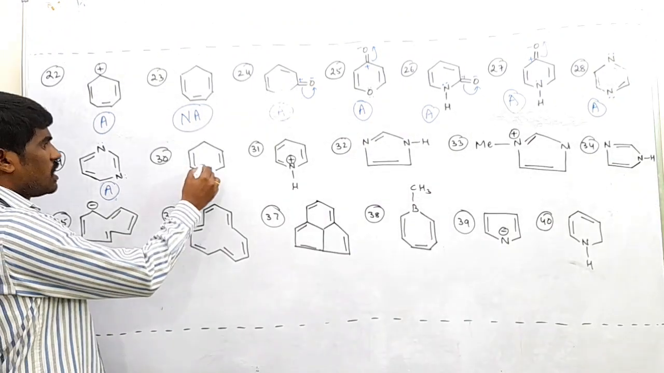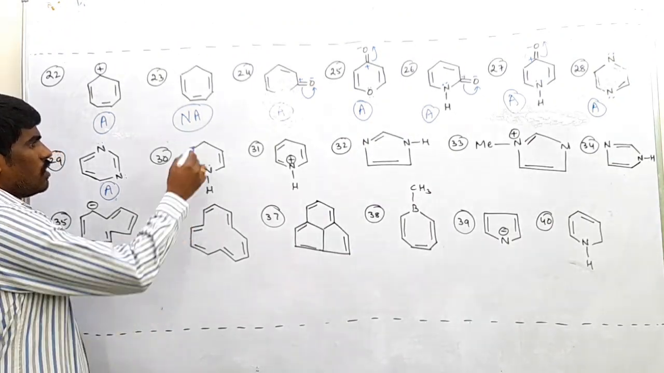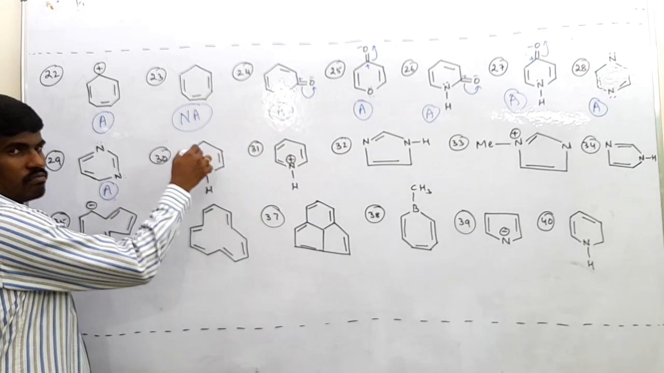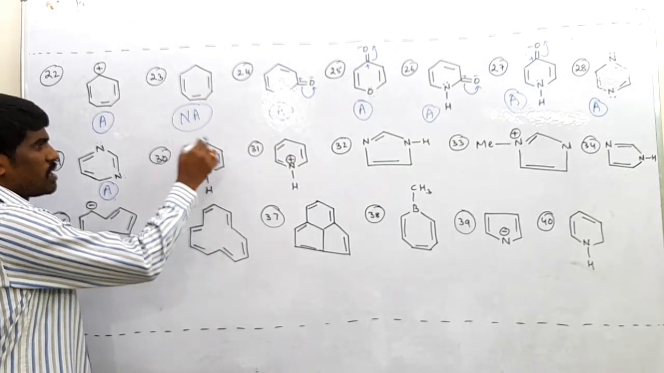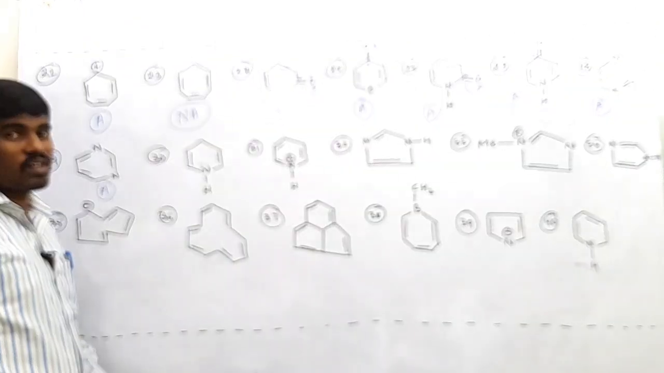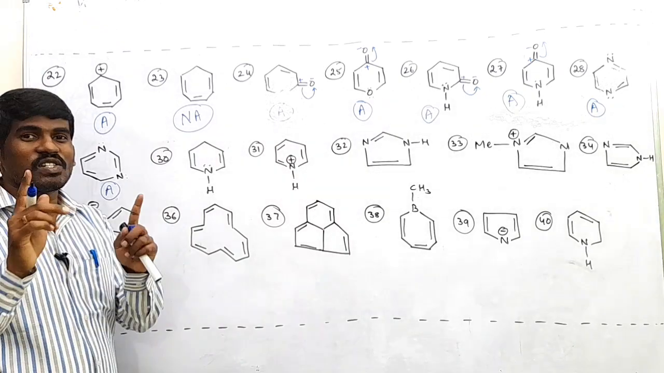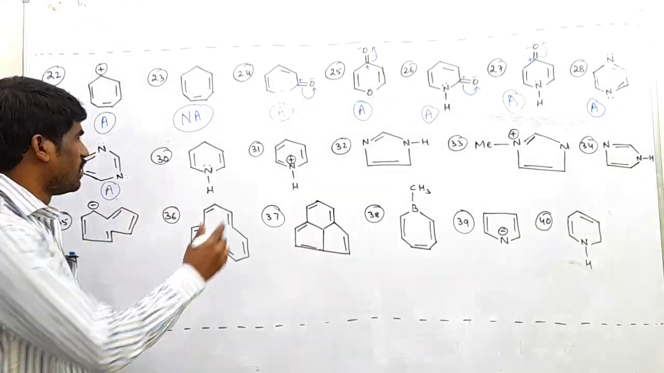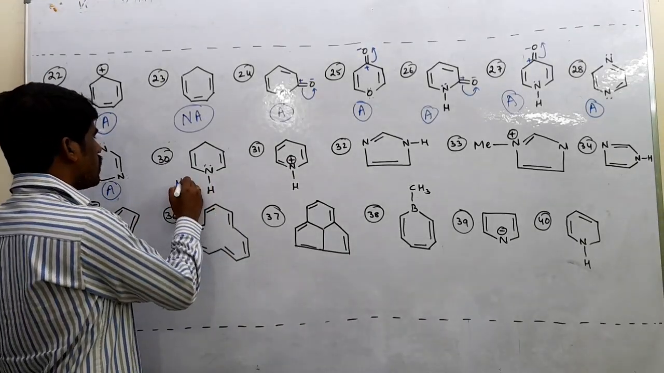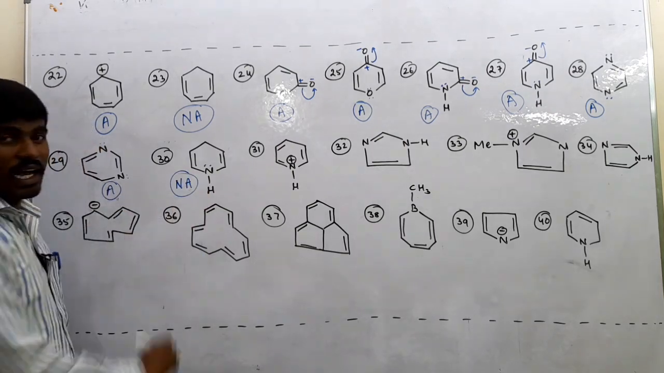When it comes to here, if you just notice, there is no pi-pi conjugation. Here there is a separation, sigma, sigma. The total number of pi electrons is 6. But there is no closed conjugation, and hence this compound is non-aromatic.